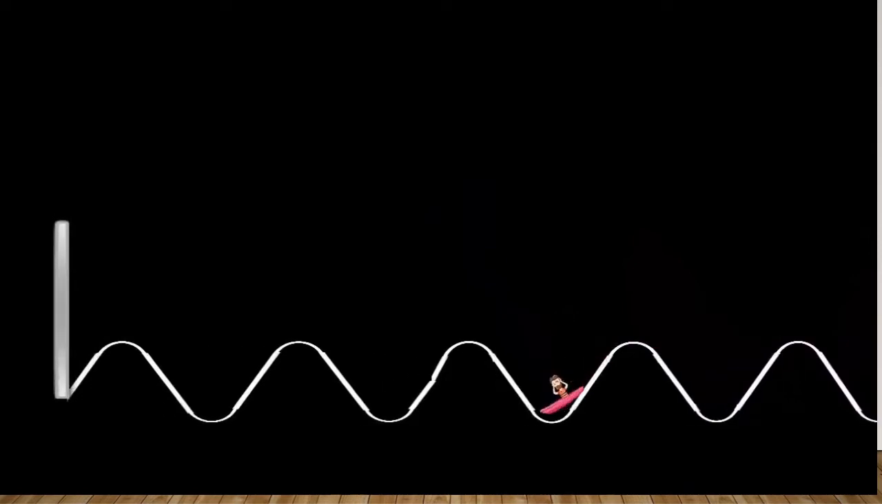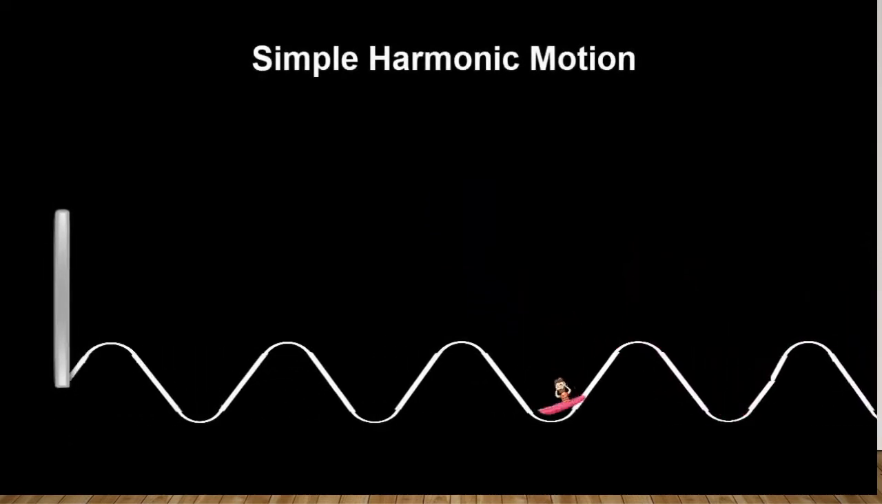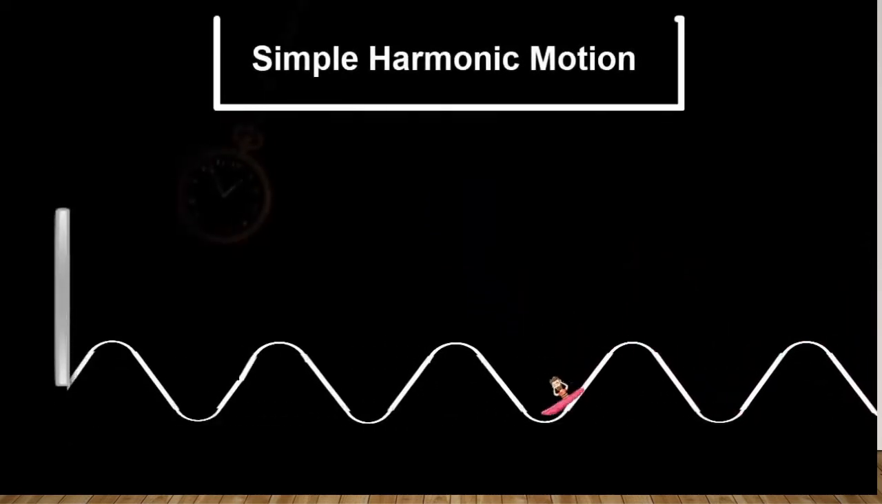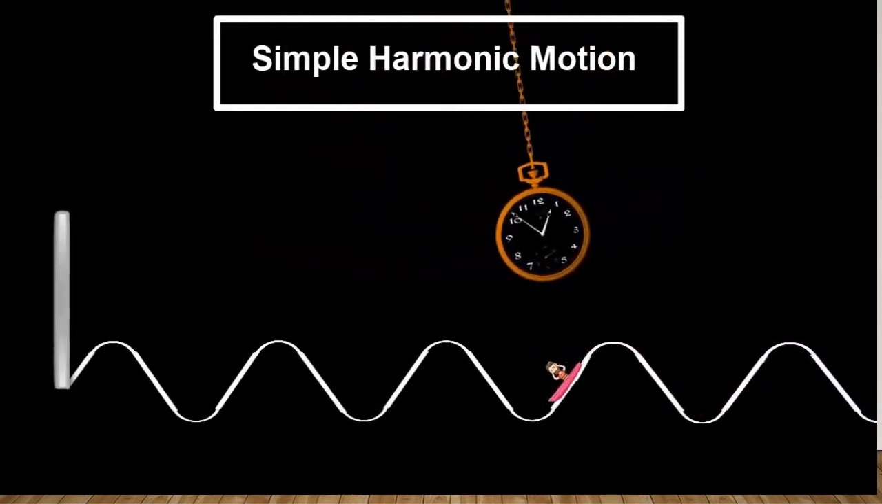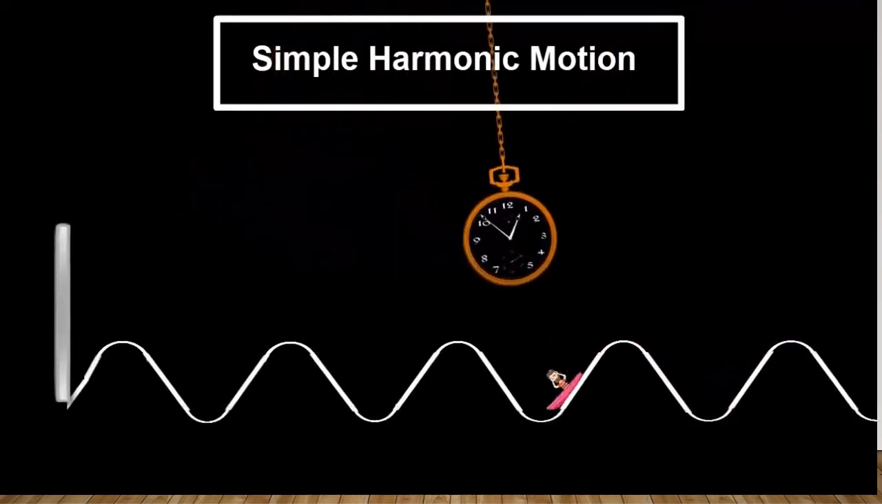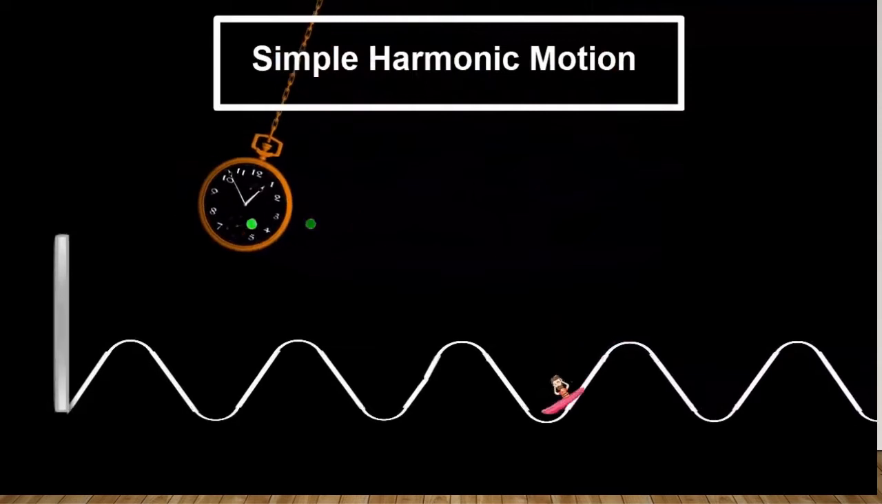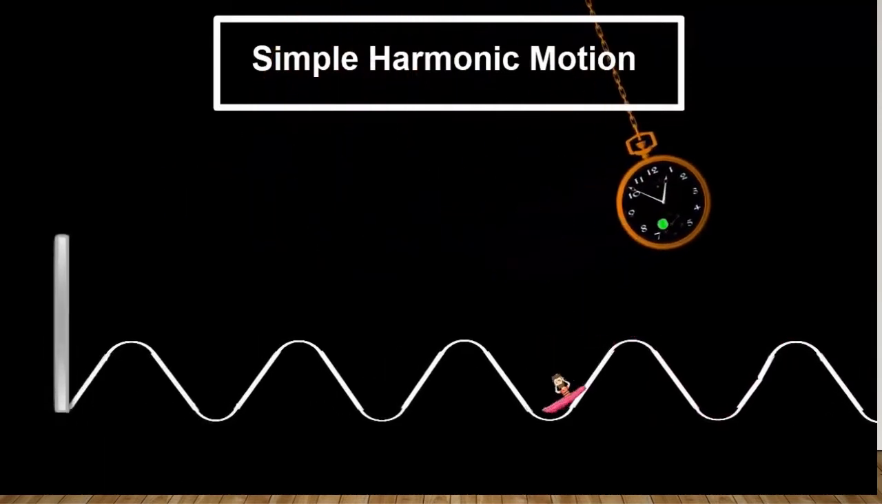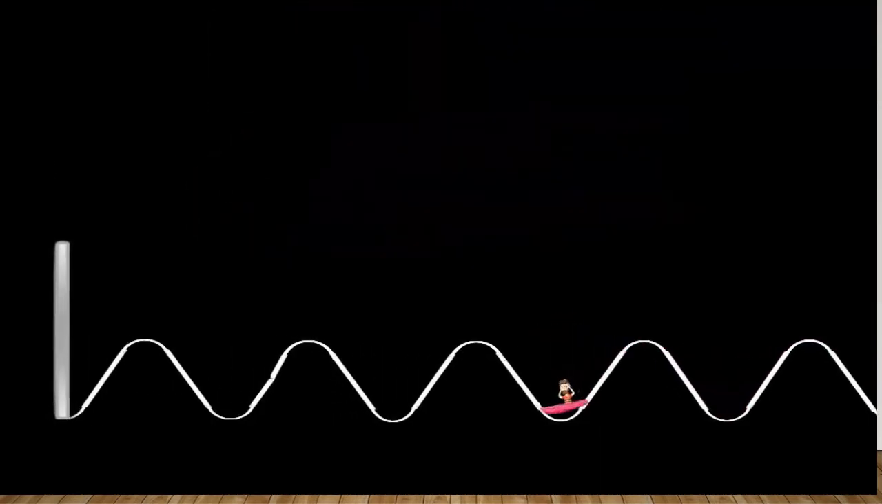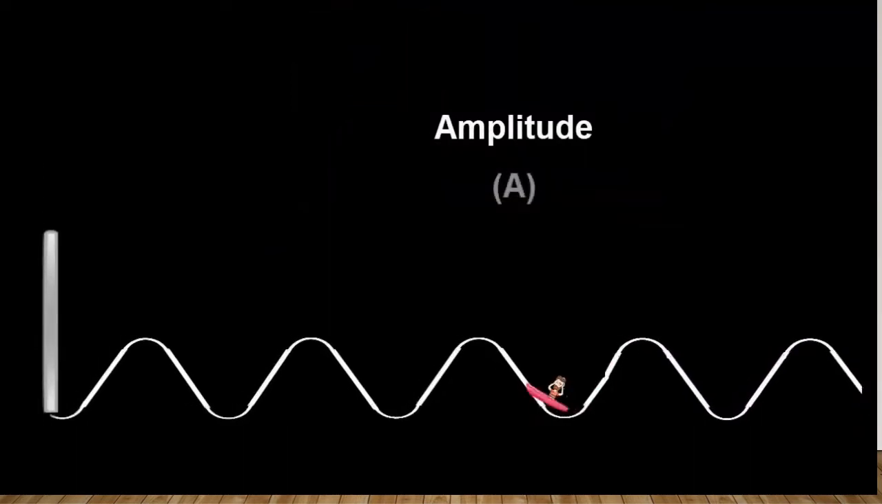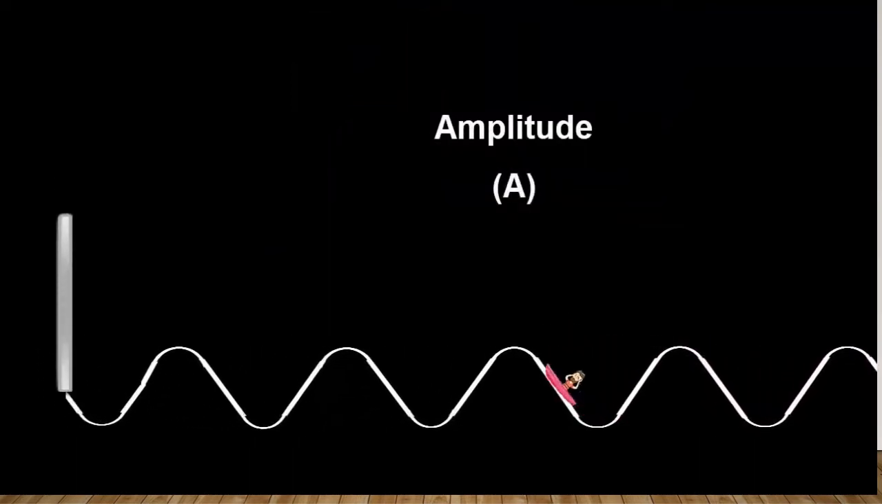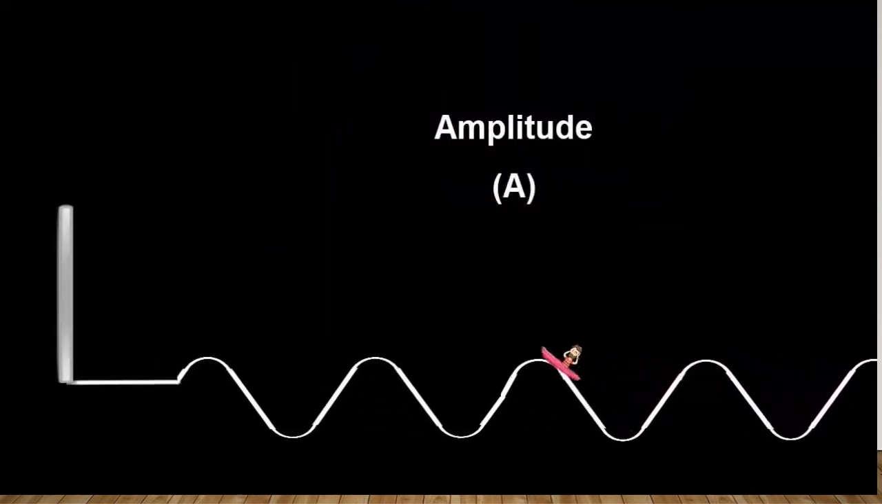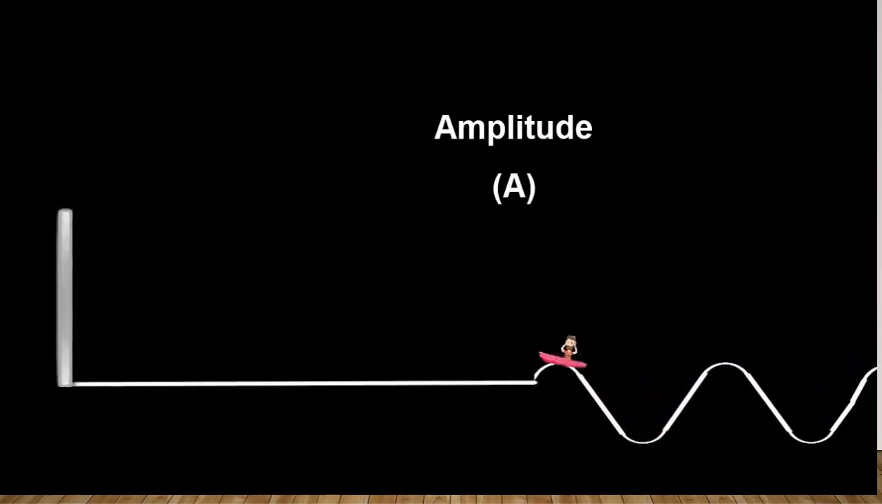This cyclic type of movement is called simple harmonic motion, and we'll cover that later. A pendulum is another example of simple harmonic motion, although it moves horizontally instead of vertically. The amplitude of a wave, with symbol A, is how high it moves up and down compared to a flat, calm surface.